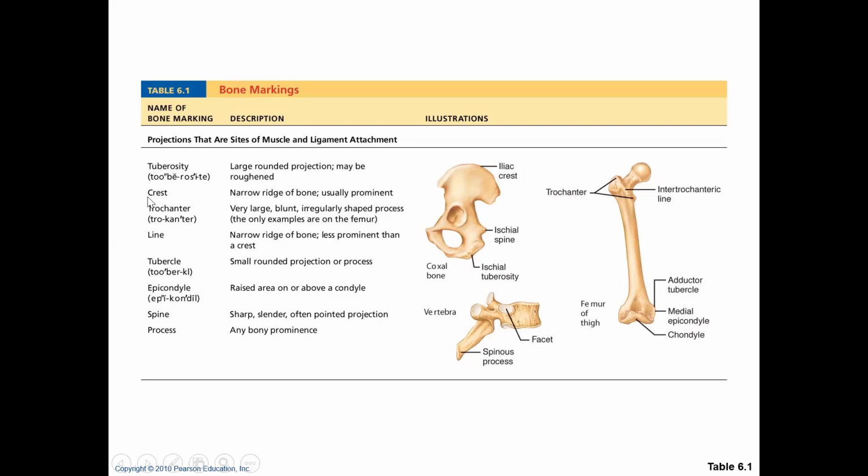Crest is a kind of like a narrow ridge of a bone. So up here on the coxal bone is a narrow ridge of this whole bone. It's called the iliac crest, because that part of the bone was once ilium as you were developing as a fetus. So the crest is on the ilium, therefore it's called iliac crest.